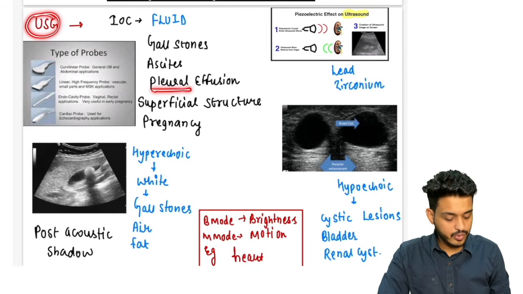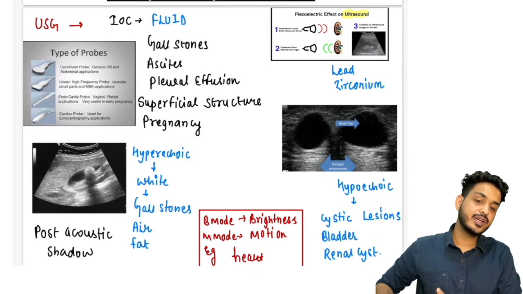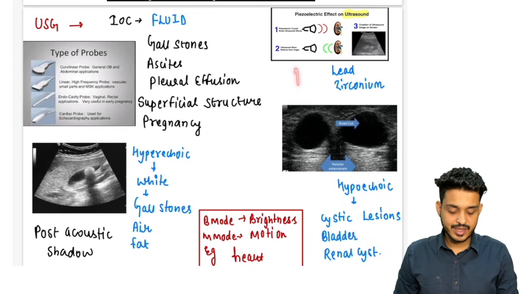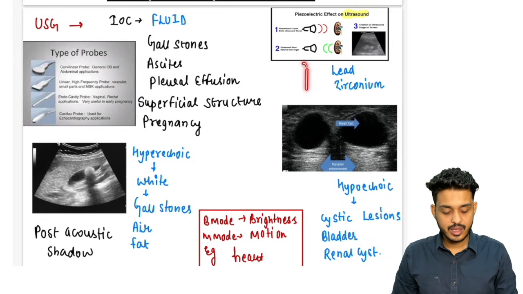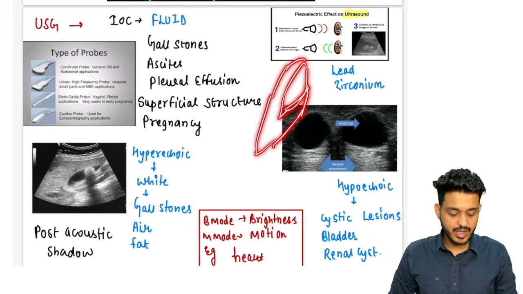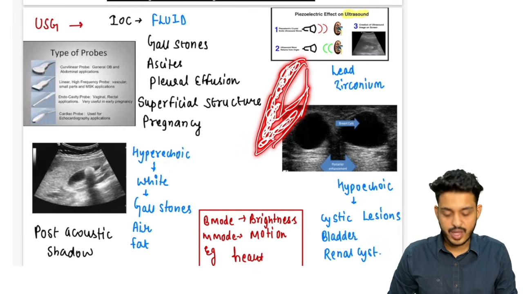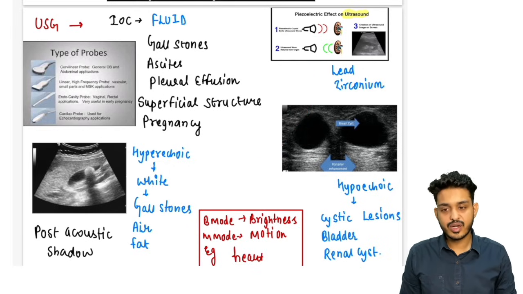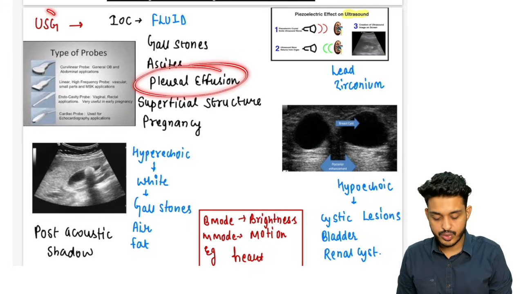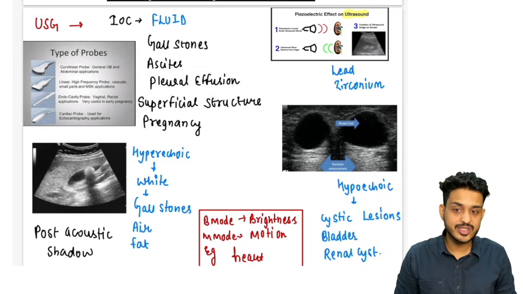Ultrasound. For pleural effusion, if there is fluid in the pleural cavity outside the lung, there will be a cavity outside the lung. Suppose this is your lung, then we have got one more cavity outside this lung, and if you have accumulation of fluid in this cavity, this is known as pleural effusion. And if you want to identify this pleural effusion, you are going to do ultrasound.